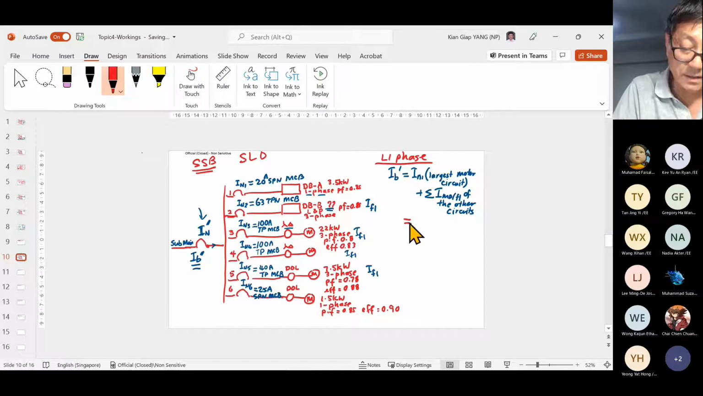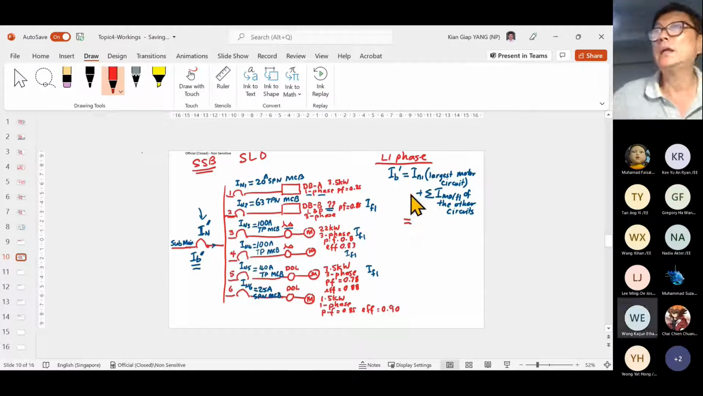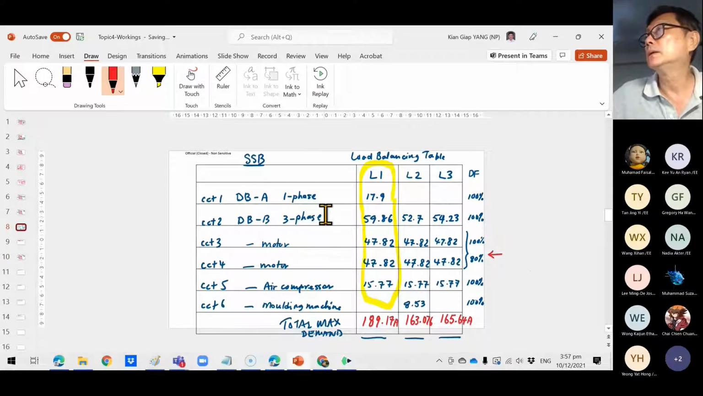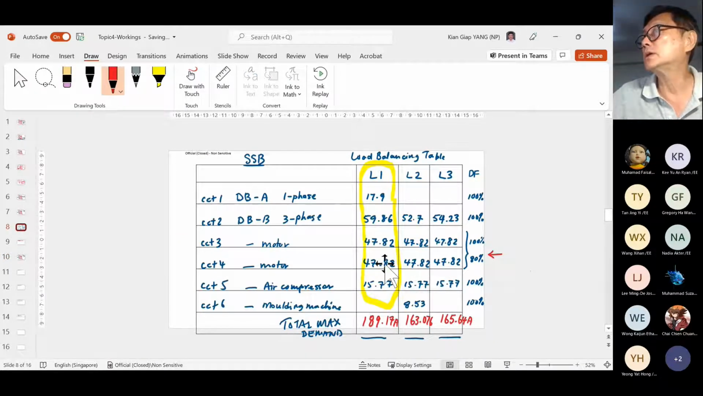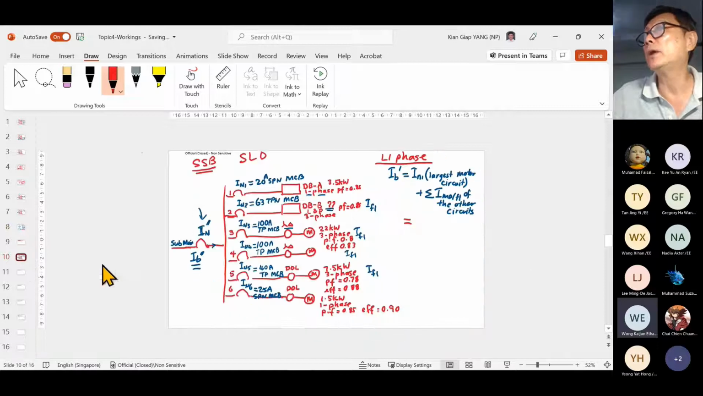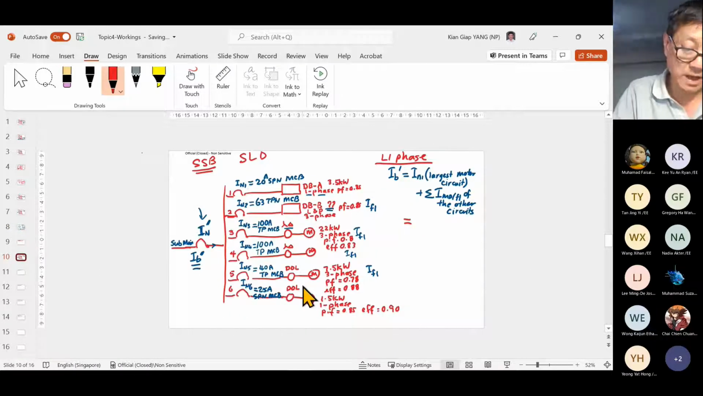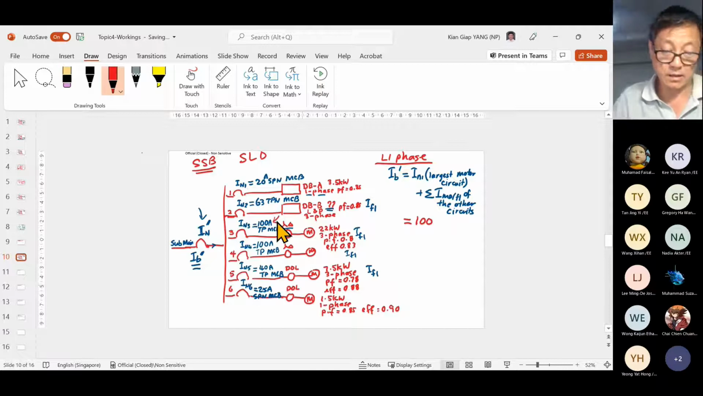So if I follow that, I go back to the table. Which one is the motor circuit? Just now we said circuit 3 and circuit 4, right? Because the two of them are the same, I assume one of the circuits is the largest. I take the circuit breaker rating of the largest. So I take 100 ampere from there.